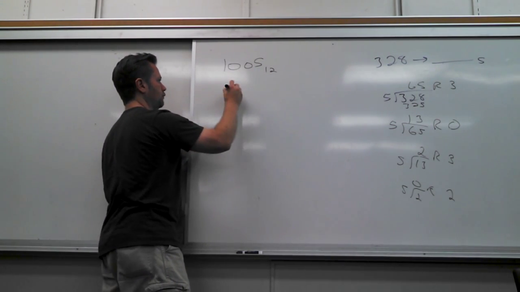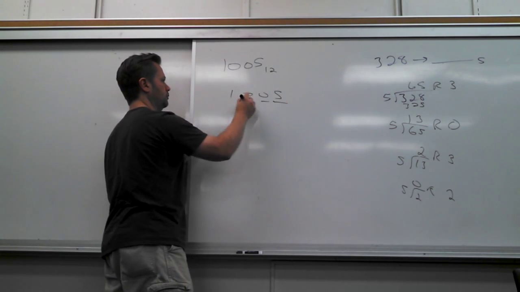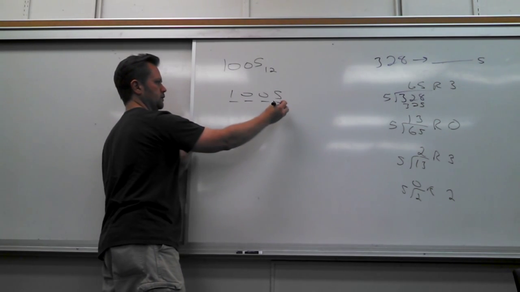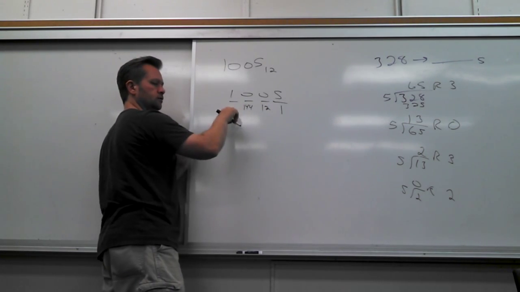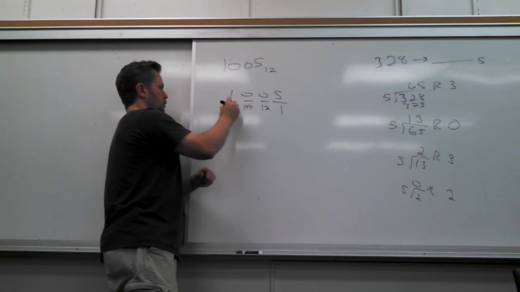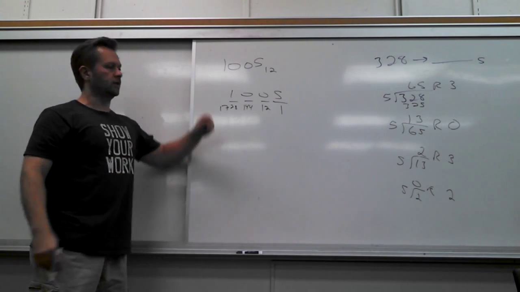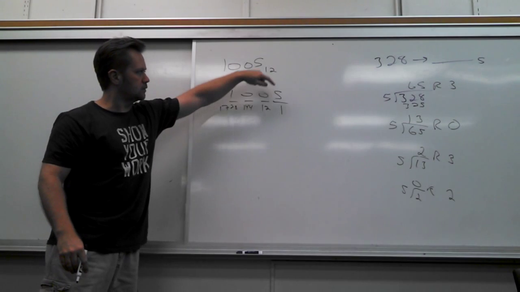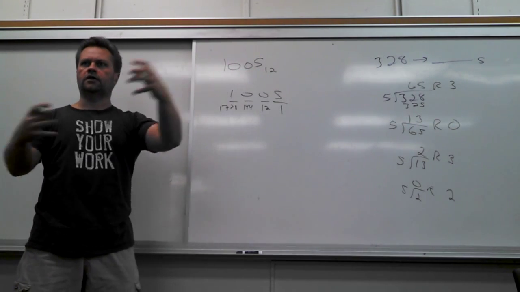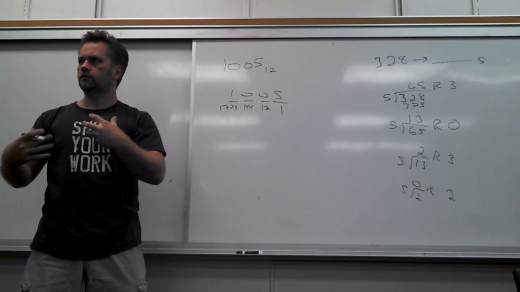That kicks ass. So I got 1, 0, 0, 5. I've got 4 places. What are all the places? 1s, 12s, 144s, 1728. So how many 1728s do you have? 1. Plus none of these, plus 5 of these. You put that back together, that becomes base 10.